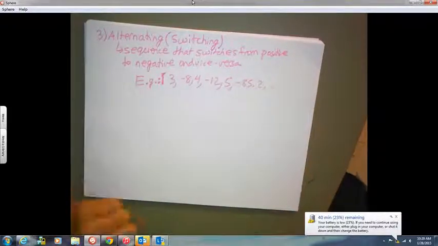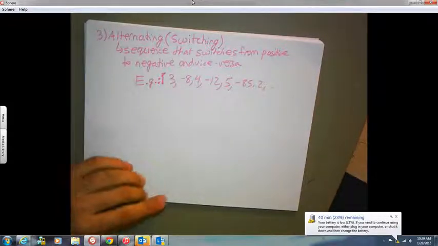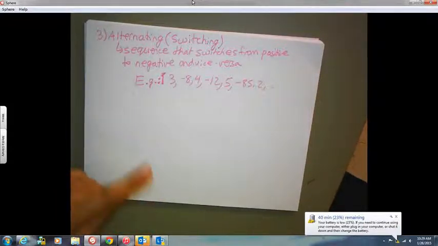So an example, just some sequence where we're switching, the pattern is not crucial, just switching positive, negative, positive, negative, positive, negative, or negative, positive, negative, positive, negative, positive. Switching between positive and negative numbers.